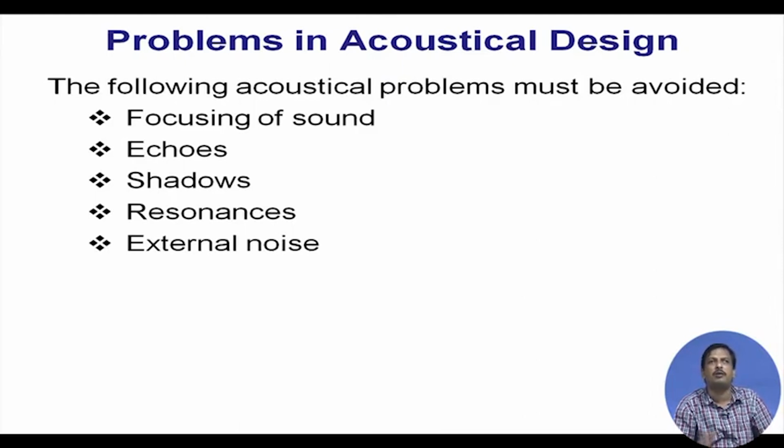auditorium such that there will be no focusing of sound. That is the job of the diffuser. So, all the reflective surfaces must be treated as diffusive reflection, no polished surface. If it is a polished surface, it gives regular reflection, which has to be avoided. Then I have to avoid the echo.